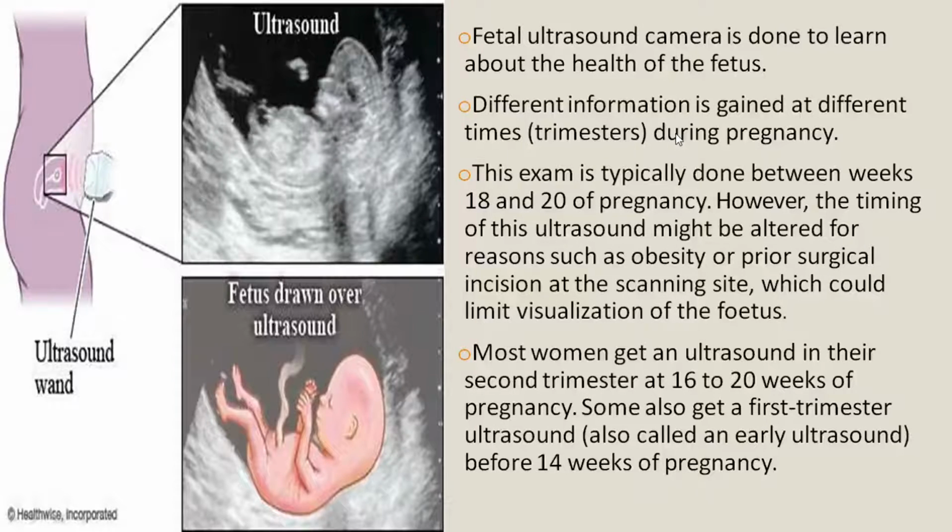Different information is gained at different times during pregnancy. This exam is typically done between weeks 18 to 20 of pregnancy. However, the timing of ultrasound might be altered for reasons such as obesity or prior surgical incision at the scanning site, which could limit visualization of the fetus. Most women get an ultrasound in the second trimester between 16 to 20 weeks of pregnancy. Some also get a first trimester ultrasound, also called early ultrasound, before the 14th week of pregnancy.